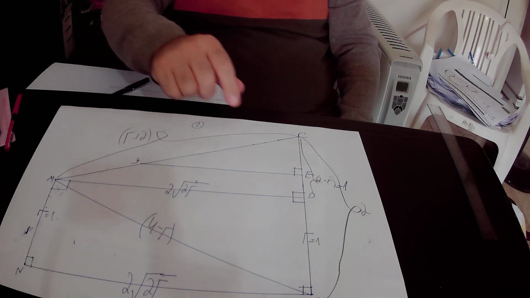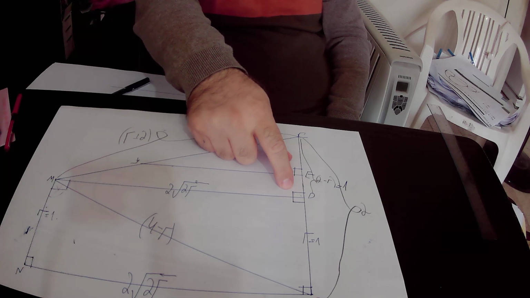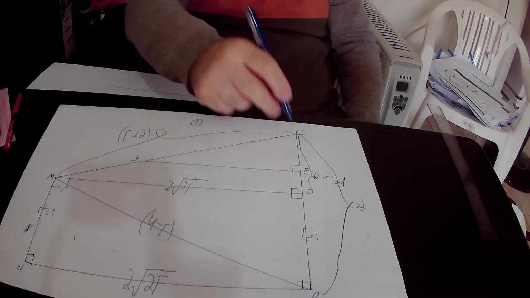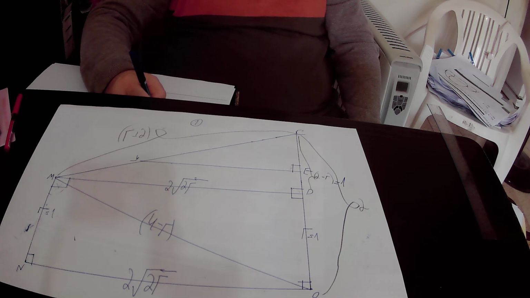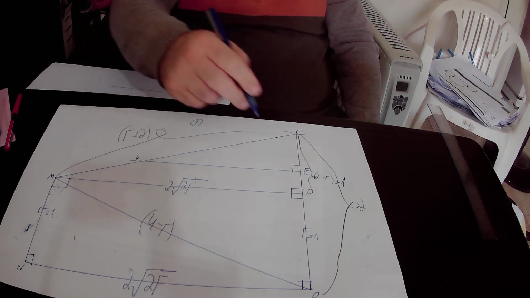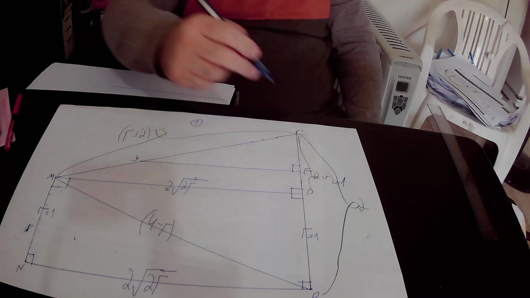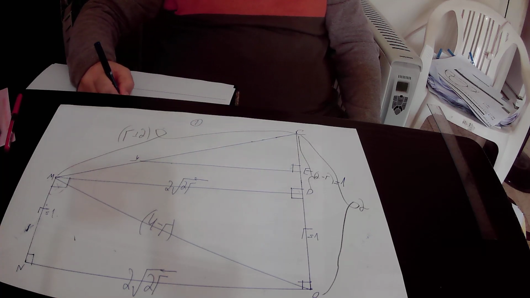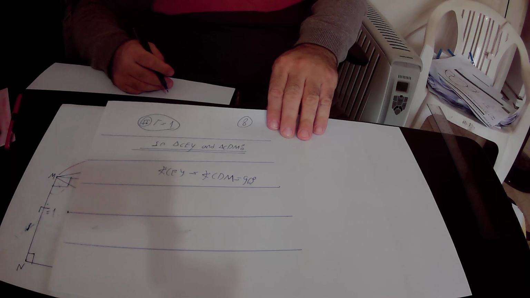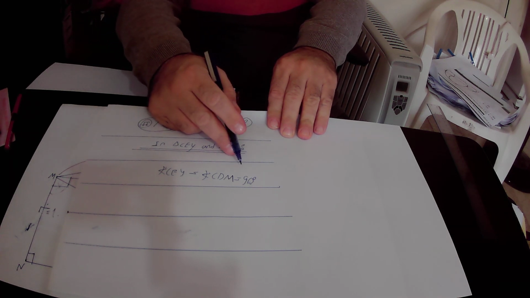First of all, we know that those two angles are equal to each other, they are both right angles. So we can write down that angle CEY of triangle CEY is equal to angle CDM of triangle CDM. And both angles are right angles, that is to say they are equal to 90 degrees. So I repeat again, angle CEY equals angle CDM, and both angles are equal to 90 degrees.